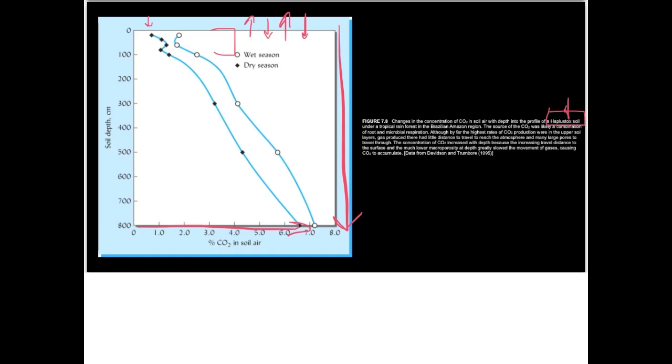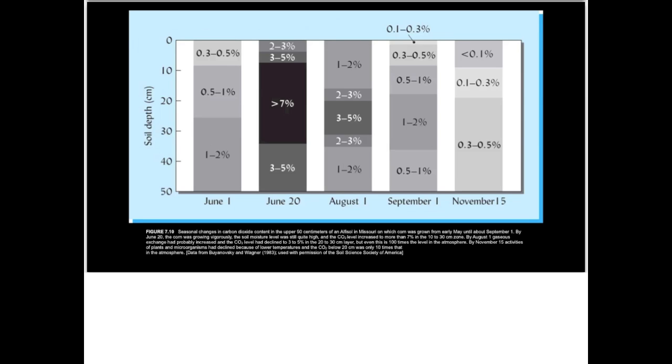Another view of a profile over time. So this is going down deeper into a soil profile. This is an alfisol in Missouri. So I'm just reading here, 50 centimeters of an alfisol in Missouri, on which corn was grown from early May until about September. And so when we're looking at the carbon dioxide level in the soil, we will note that June 20th, all of a sudden we got a bunch of carbon dioxide that's floating around in the soil.